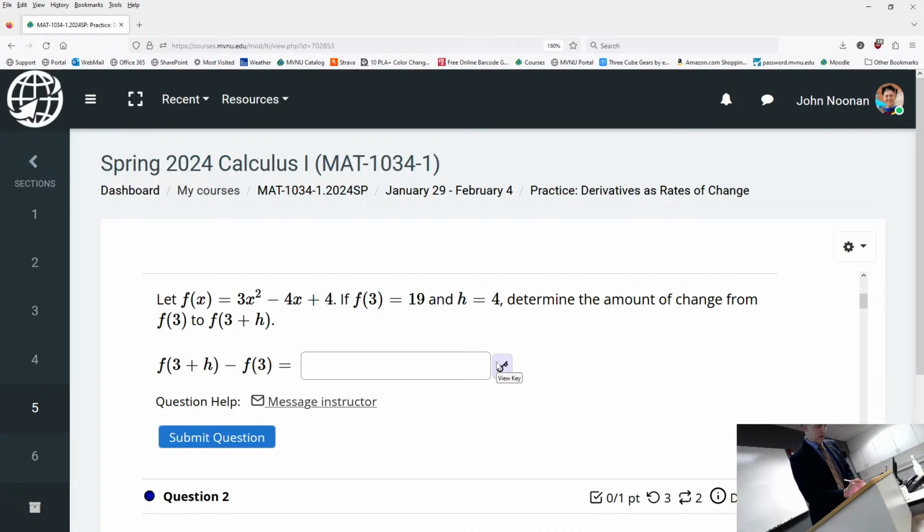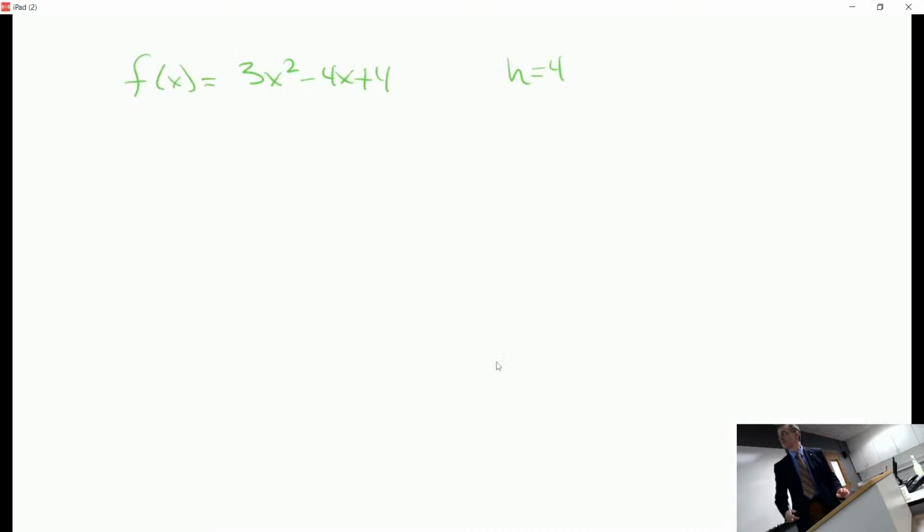Just a minute. Let me just write down my function here. 3x squared minus 4x plus 4, and h is equal to 4. It tells you f of 3 is equal to 19. I don't know why I would need that, but we're going to do it.